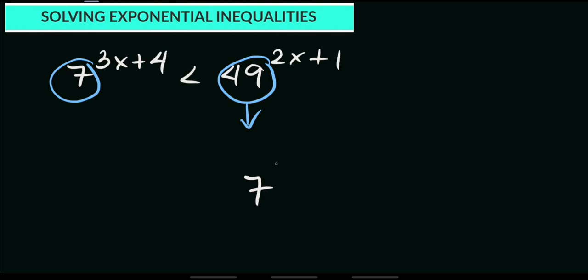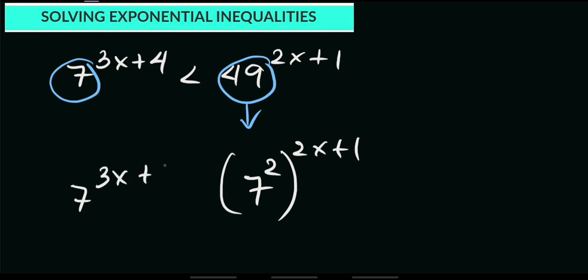So I think that is 2. Okay? Kasi 7 squared or 7 times 7 is equals to 49. Okay, ito na yung magiging bagong value ng base natin. And that is raised to 2x plus 1. Okay, and then copy our remaining expression lang. So we have 7 raised to 3x plus 4. And that is less than our second expression.